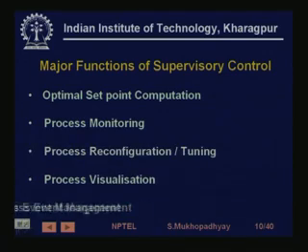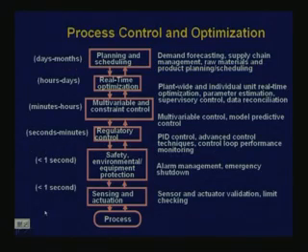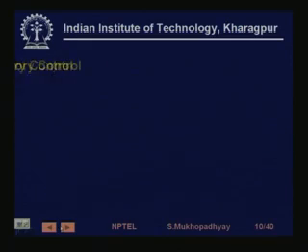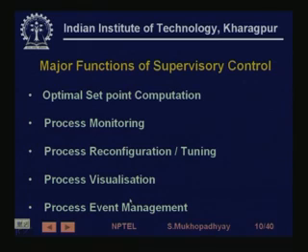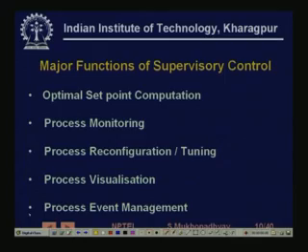So, now we start talking about the various levels, and we start from level 2. Level 2 is supervisory control. The major functions of supervisory control are the following. First of all, optimal set point computation.